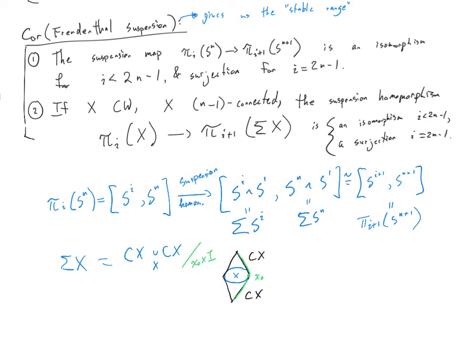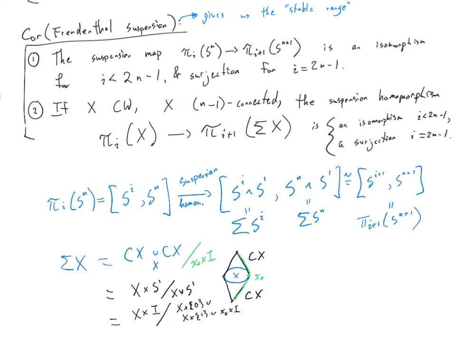So you have this additional map. People also like to write this as X cross S1 mod X wedge S1. Those are equivalent. Or as X cross I, and then modding out by the union of the spaces X cross 0, X cross 1, and x0 cross I.